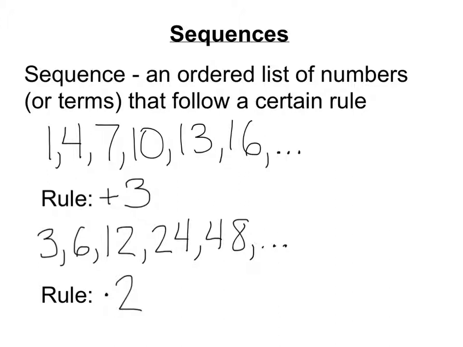Now, a sequence is an ordered list. So each of these numbers has a particular place. In this sequence, 1 is the first term. 4 then would be the second term. 7 would be the third term. 10 the fourth. 13 the fifth term. And 16 the sixth term. Likewise, 3 is the first term. 6 is the second. 12 is the third, 24 is the fourth, and 48 is the fifth term.